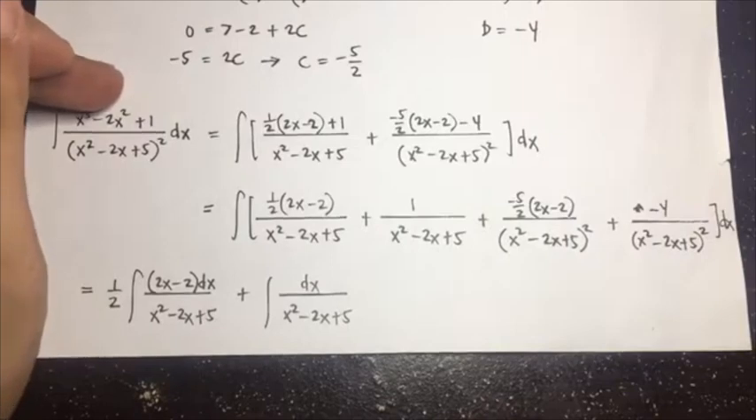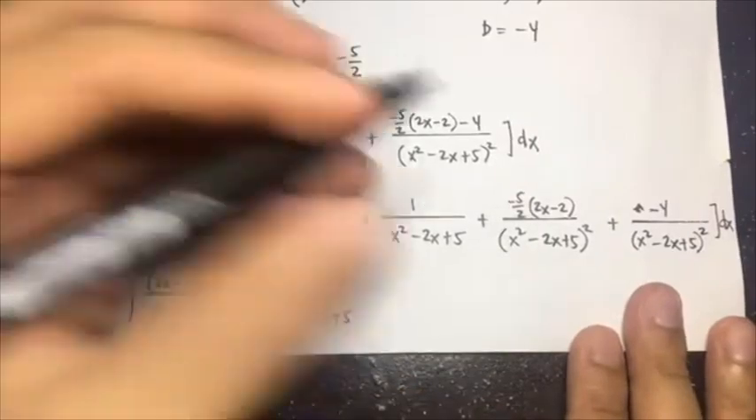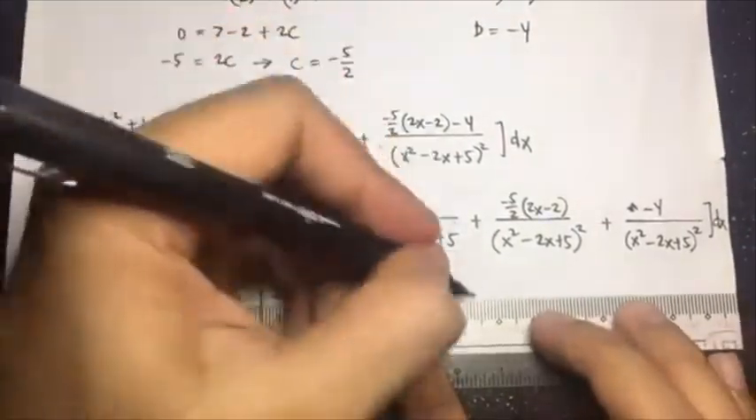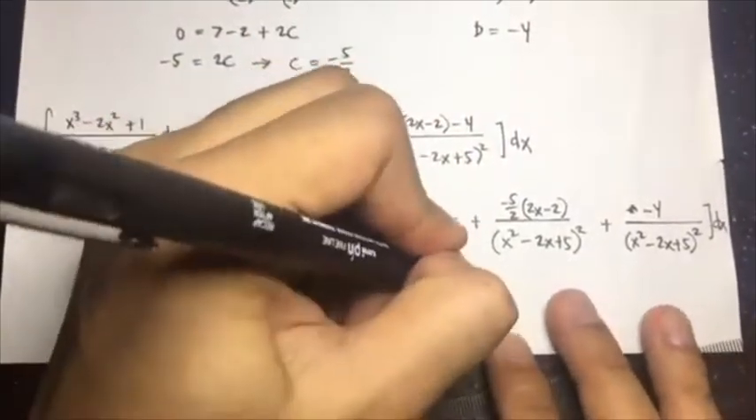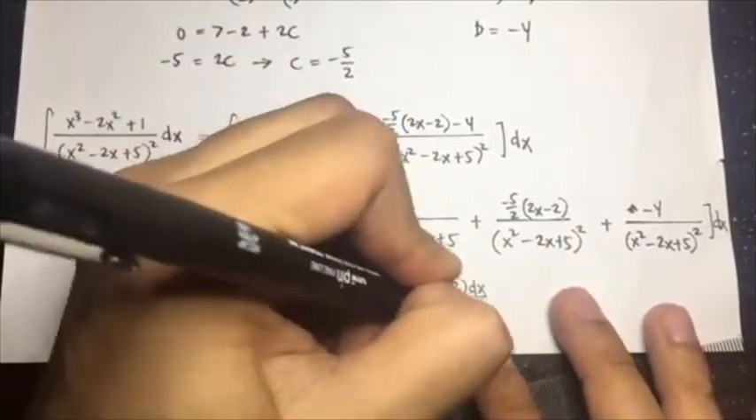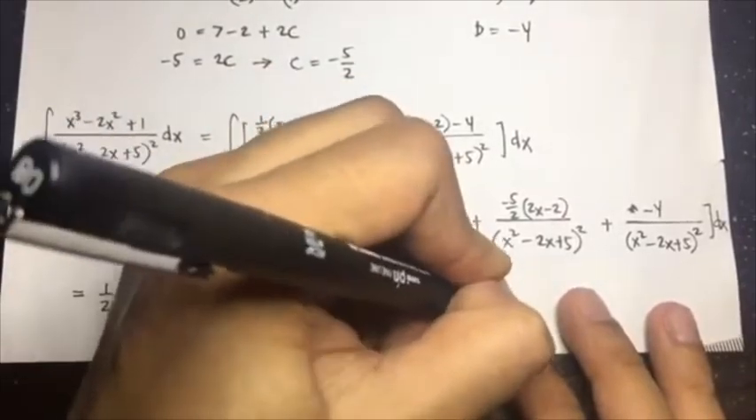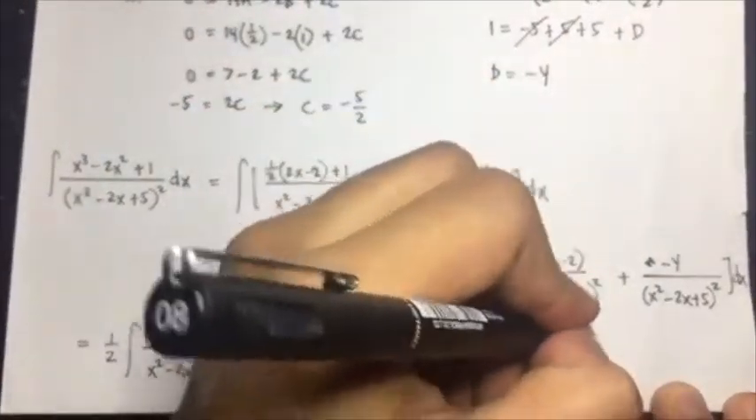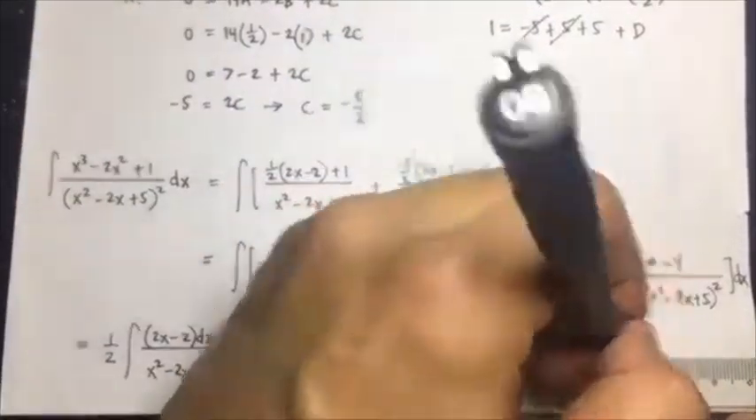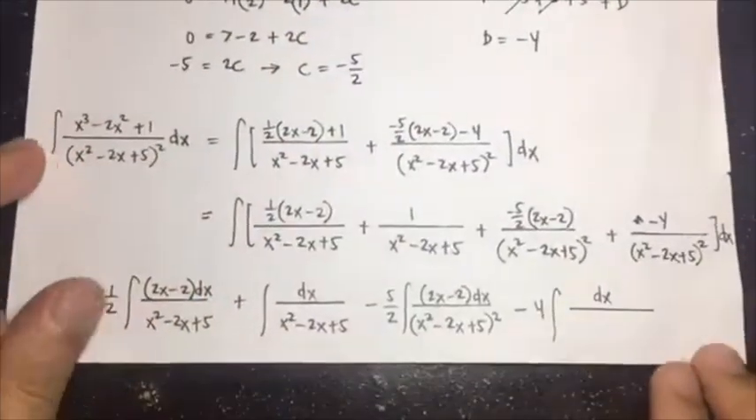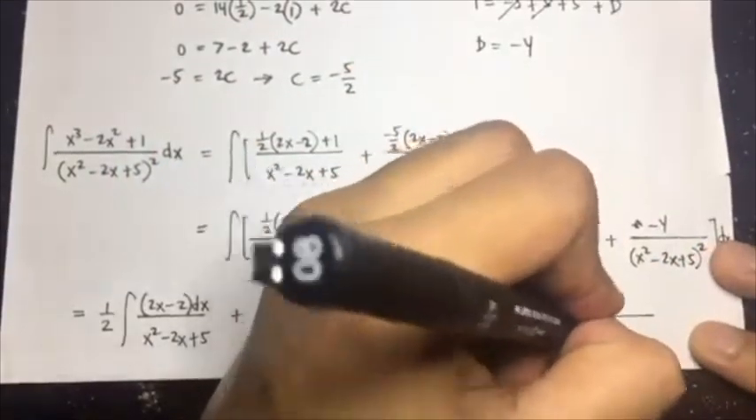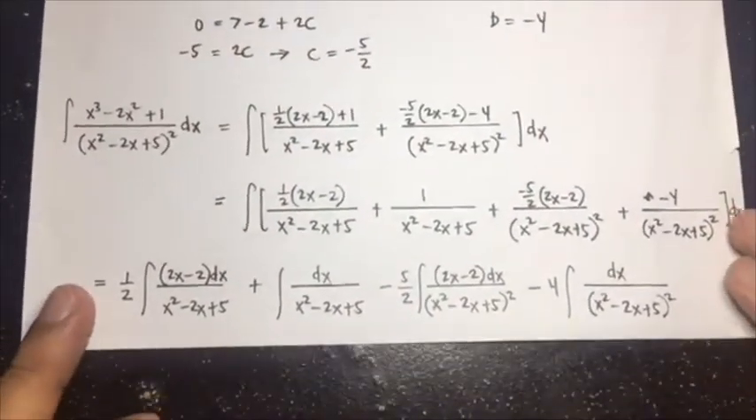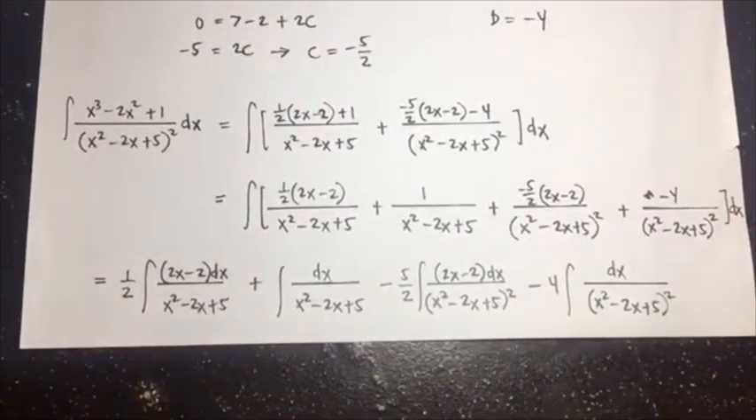Okay, on the third term, we have a coefficient of negative 5/2, so we can take that out of the integral sign. So negative 5/2 integral of (2x minus 2) dx over (x squared minus 2x plus 5) squared. Okay, and then minus, we have a numerical coefficient of 4, so minus 4 integral of dx over (x squared minus 2x plus 5) squared. Okay, so we'll now integrate each term.